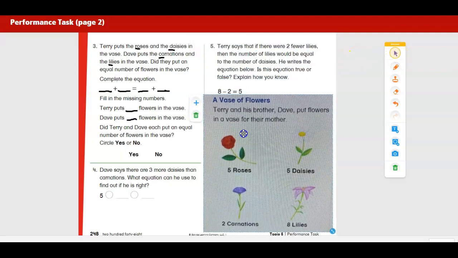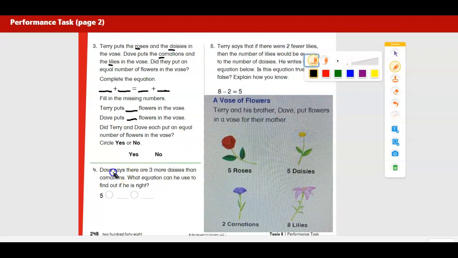Next, on number 4, it says, Dave says there are 3 more daisies than carnations. What equation can he use to find out if he is right? Let's see. There are 5 daisies and 2 carnations. So how can we write it in an equation to find out if he is right?